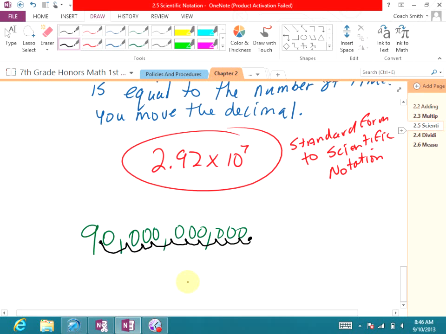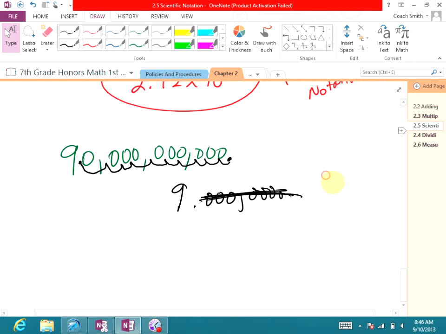Okay? So that makes 9. Now, don't do this. Okay? That sort of defeats the purpose if I'm just going to rewrite all the zeros. Don't do that. That's wrong. It's just 9. So it would be 9 times 10 to the 10th power. Okay? And that's your answer.